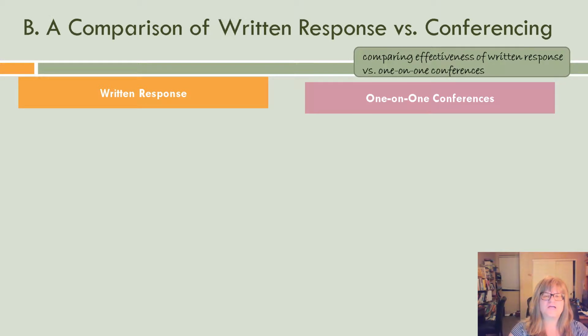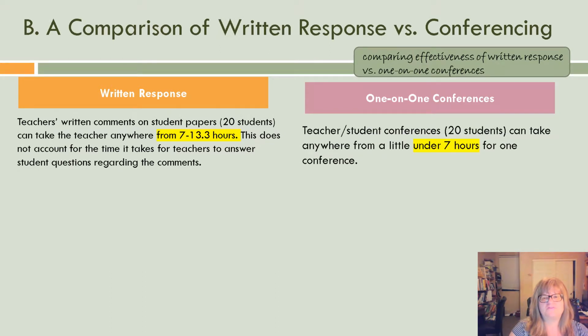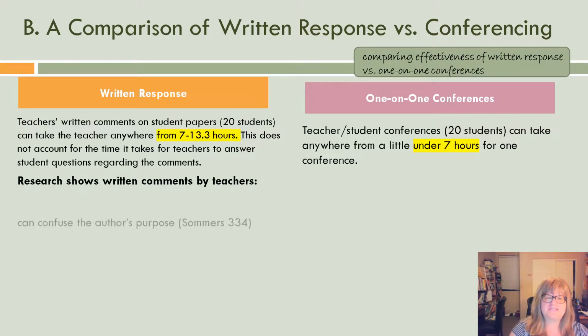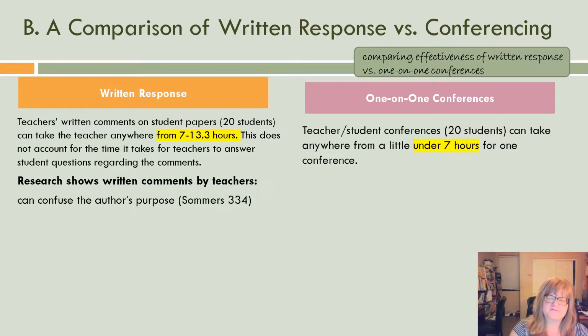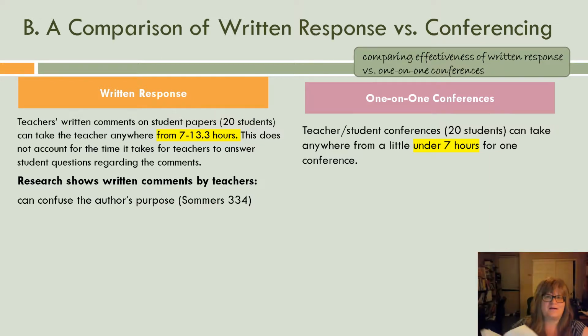Let's compare written responses versus conferencing. Teachers' written responses or comments on students' papers, like we said, could take anywhere from 7 to 13.3 hours. One-on-one conferences take a little under 7 hours. Research shows written comments by teachers can confuse the author's purpose. How many of us have had something similar to this? Either maybe we've received something like this or we've written it. Spend all that time and energy marking up the paper. Do students read it? We don't know. We're hoping they do.